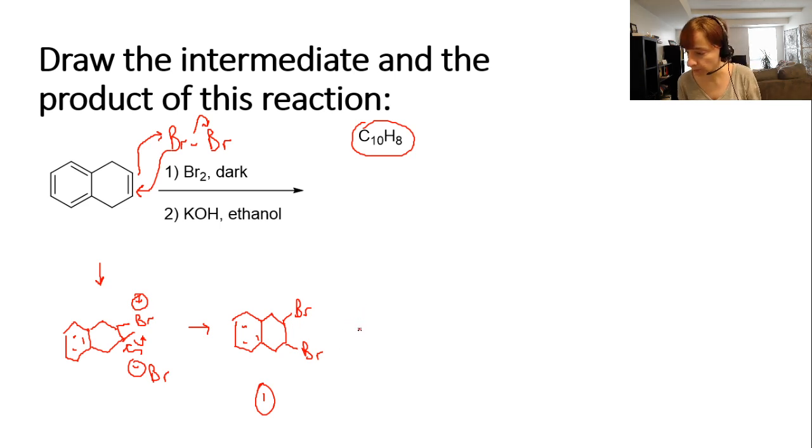Then step 2, we have KOH, which is a base. Ethanol is the solvent, so ethanol, it looks like this.